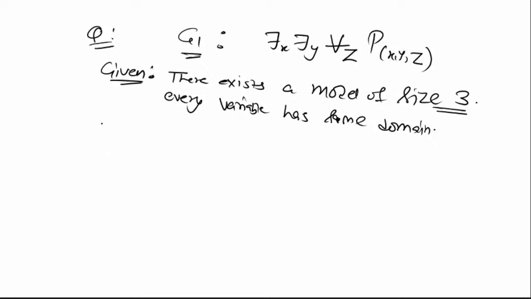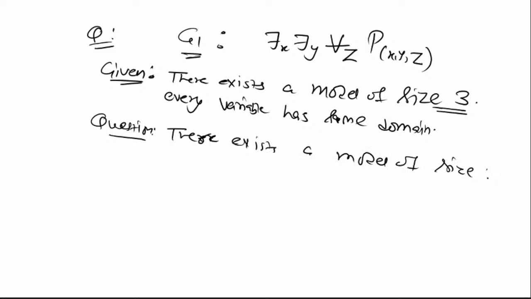Now, the question that we are asking is: can you guarantee that there exists a model of size 2? Can you guarantee that? So this is the question.